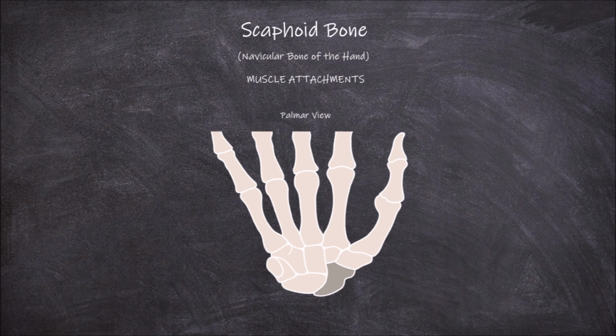Only one muscle attaches onto this bone. A portion of the abductor pollicis brevis muscle originates from the tubercle on the palmar surface of this bone. And that concludes this video on the structure of the scaphoid bone.